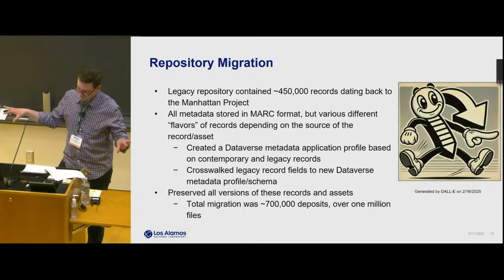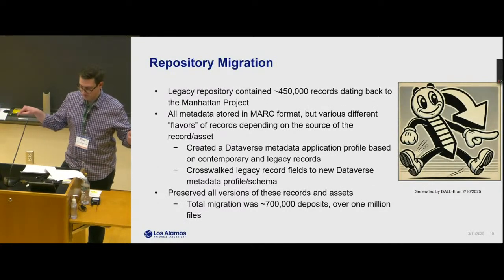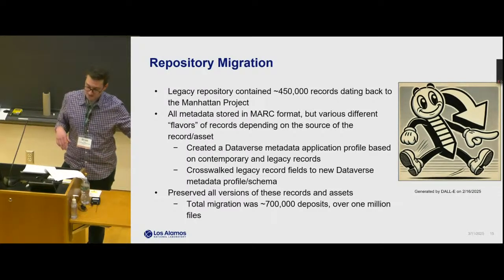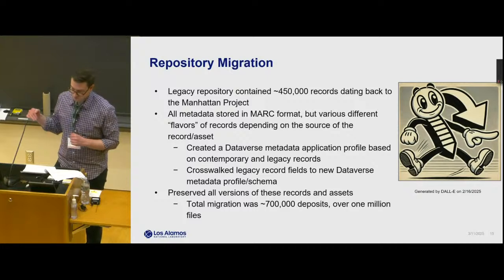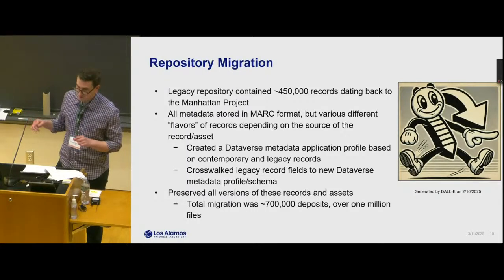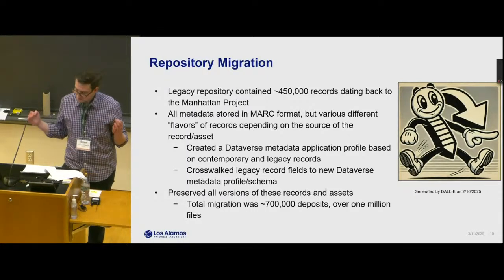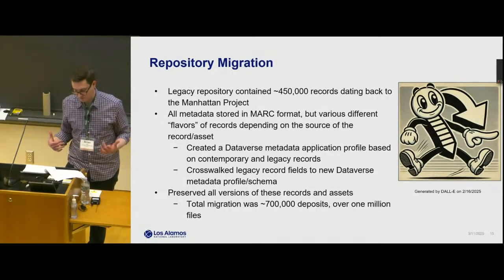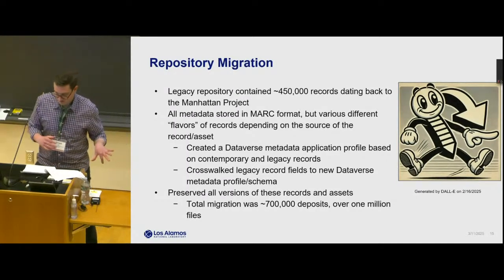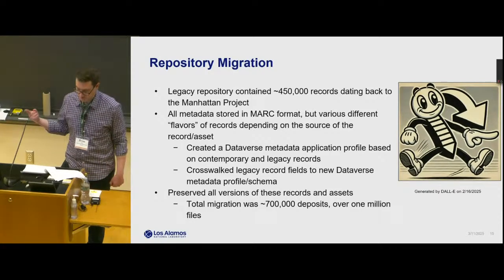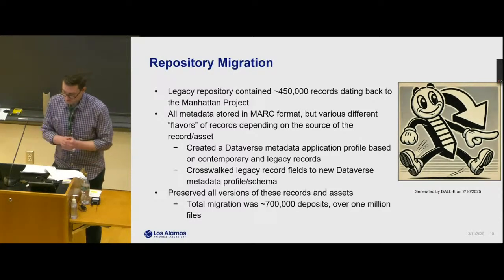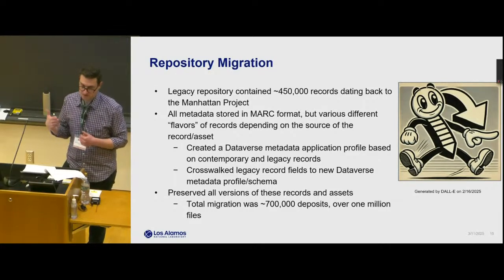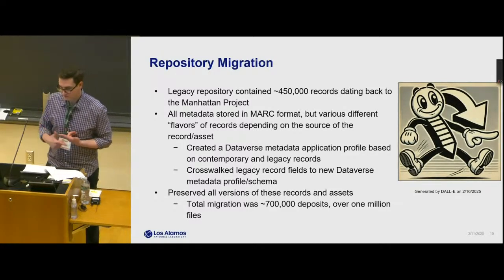With that part built, we can now migrate legacy repository assets, approximately 450,000 records dating back to the Manhattan Project. Records were stored in Adore in MARC format, but most with non-standard fields and data. So in the end, we had to create a very expansive metadata application profile based on both the contemporary records that we're currently creating and the legacy records dating back to 1943 or so. We also preserved all versions of these records and assets, which meant approximately 700,000 deposits with over 1 million files accompanying them.